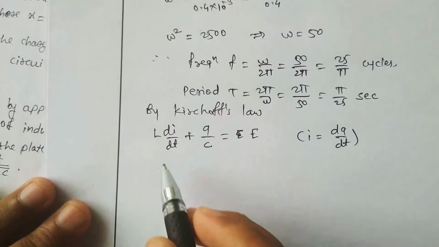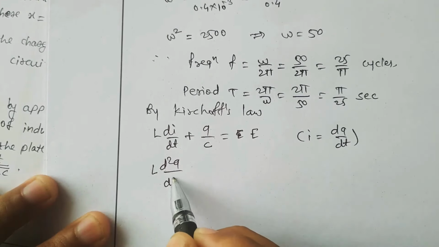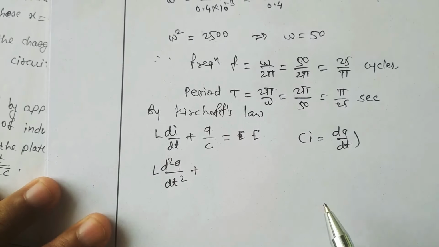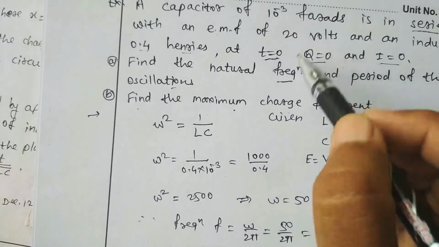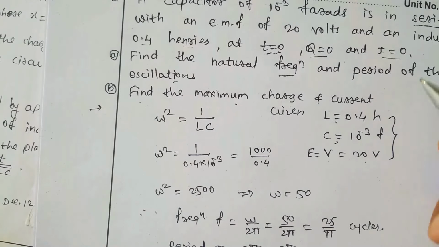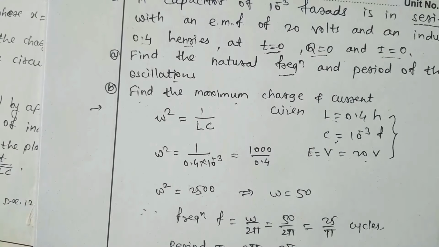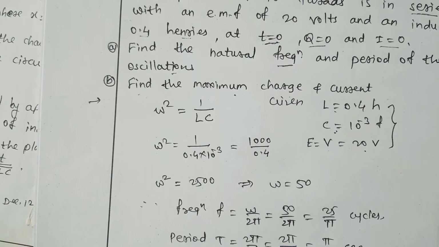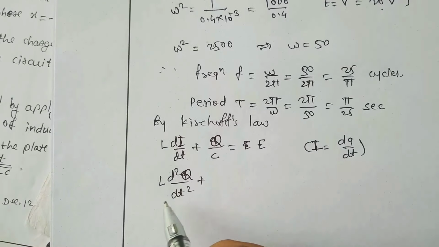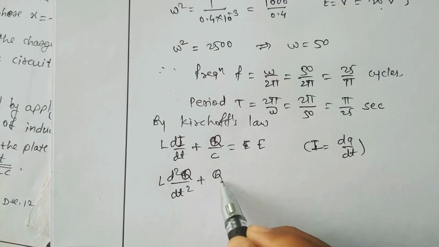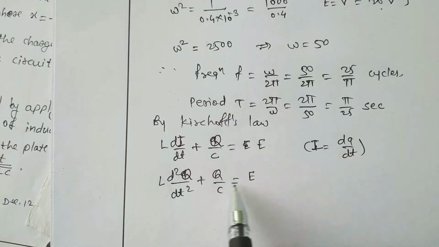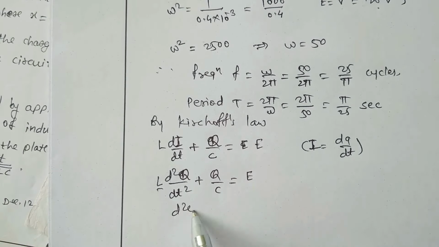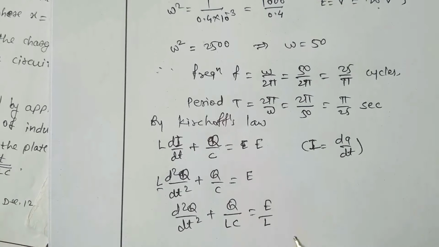So we will get L into d square q by dt square. Here for q in the question the notation is capital Q, and for current I the notation is capital I, so we are going to use the same notation. So L into d square q by dt square plus q upon C is equal to E. Divide both sides by L. So you will get d square q by dt square plus q upon LC is equal to E upon L.